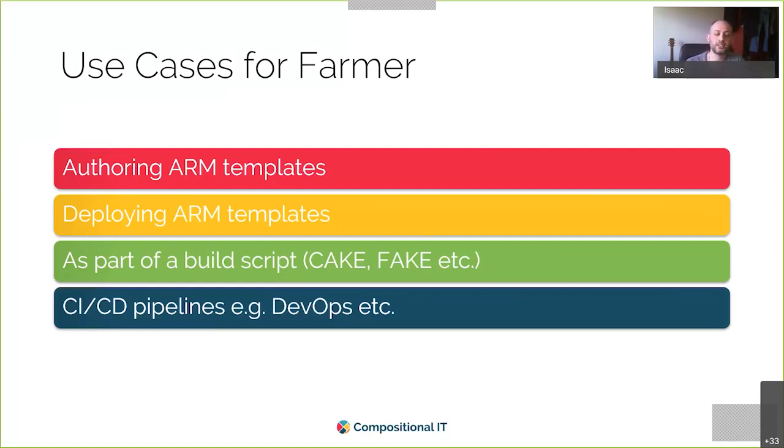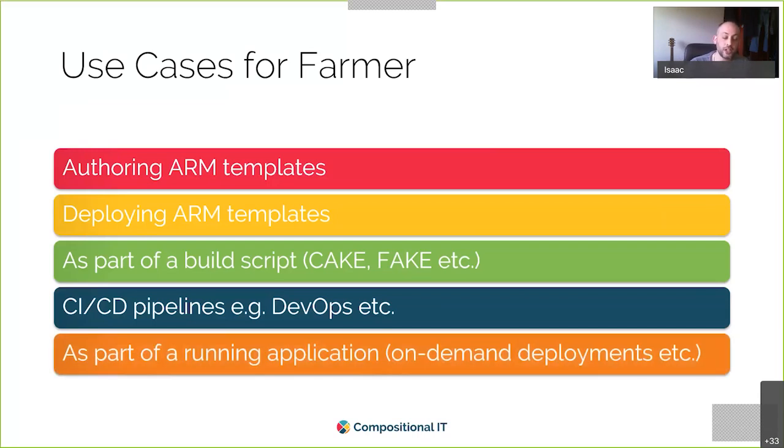CI/CD pipelines, so there's actually a .NET template that will pre-configure a Farmer app for you with a YAML file for DevOps. So you can basically just create your Farmer file, check it into DevOps, set up a service connection, trust to Azure, and it will automatically start doing the deploys for you as well. And as I mentioned earlier, it's part of a running app for on-demand deployments as well.